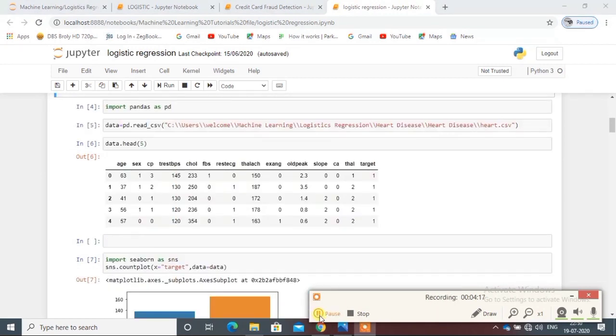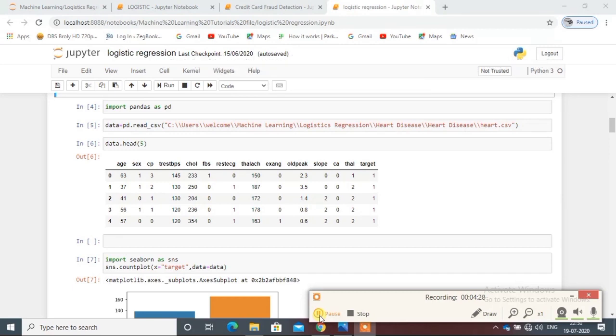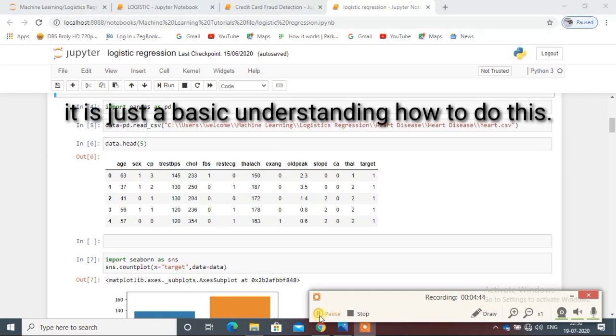Here is our data set. It is basically a heart disease data set, showing whether a person has heart disease or not. It is not the real way to do it, but it shows how it works, and you can understand it through this. It is not good programming, not a good way to do it, but I have done it from scratch, so it may not work properly. But you can understand how it works from inside.